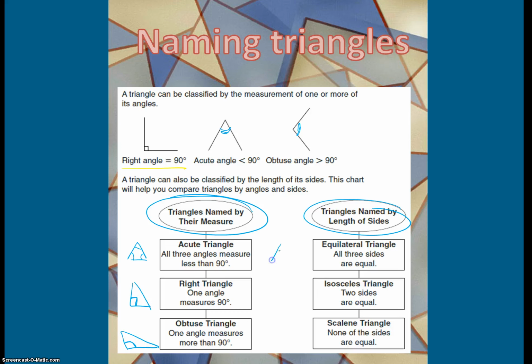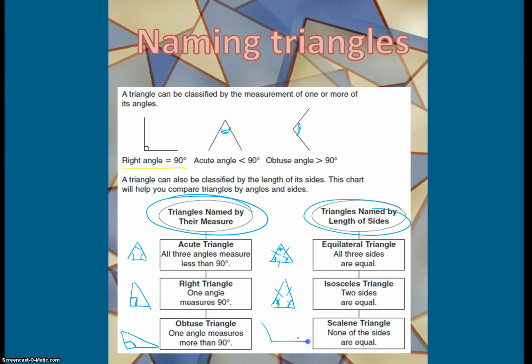An equilateral triangle has three equal sides. So you might see tick marks like that. You might see angle measures that are exactly the same, or you might see sides that are exactly the same. If the sides are the same, that means their angles are also the same. An isosceles triangle has two sides that are equal, and if two sides are equal, that means, you guessed it, two angles are the same.